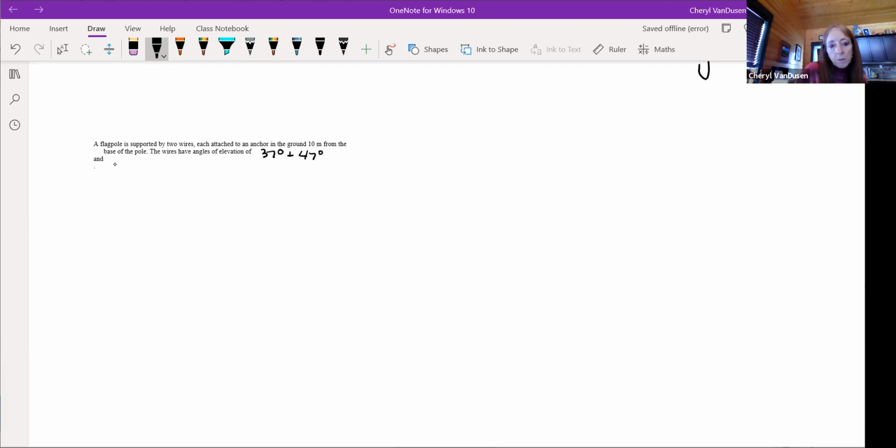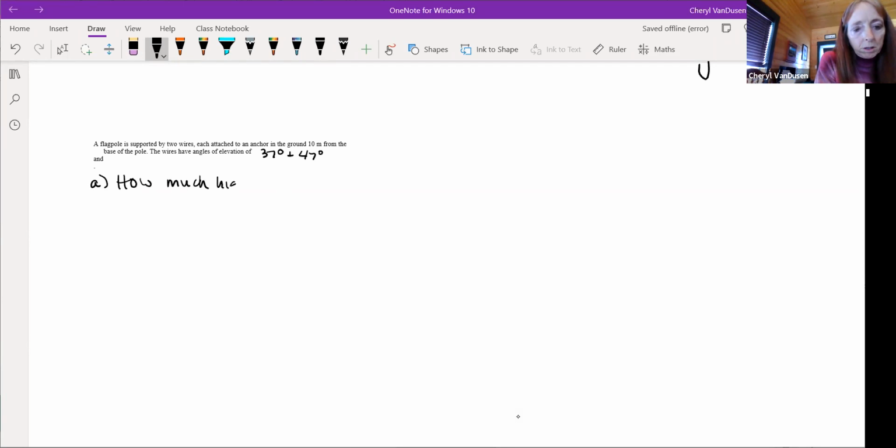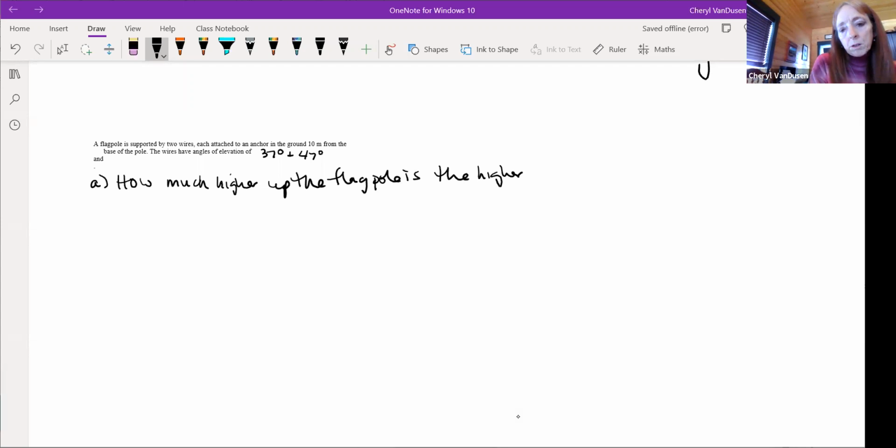Okay. So a flagpole is supported by 2 wires, each attached to an anchor in the ground 10 meters from the base of the pole. The wires have angles of elevation of 37 and 47. The question that's asked of us is, A, how much higher up the flagpole is the higher wire?